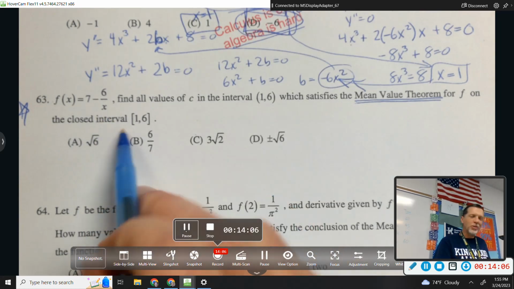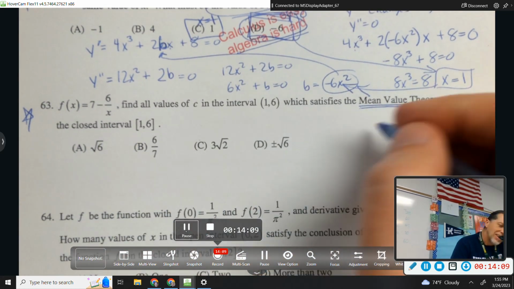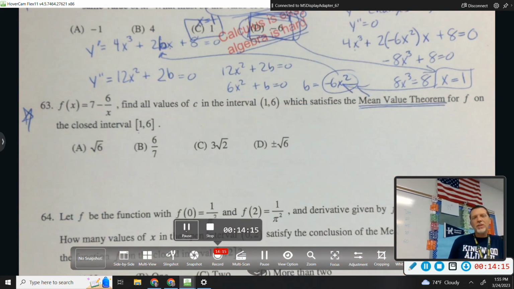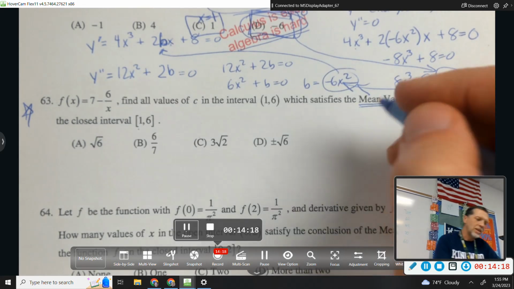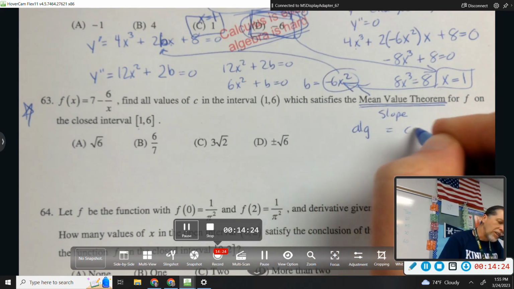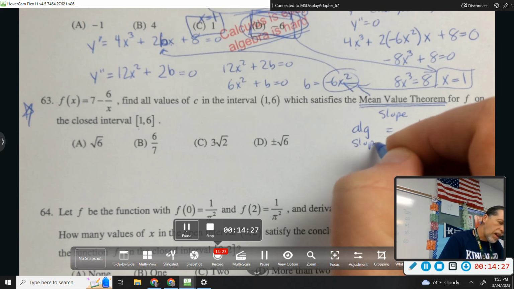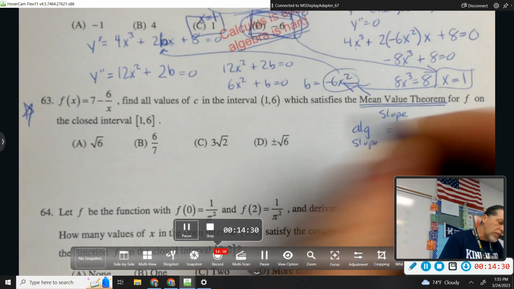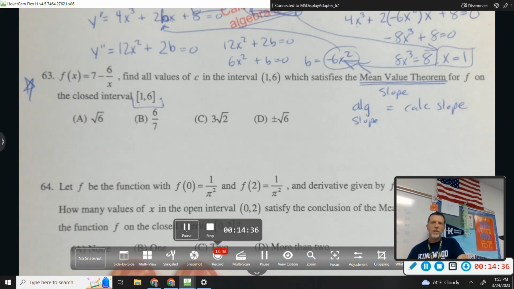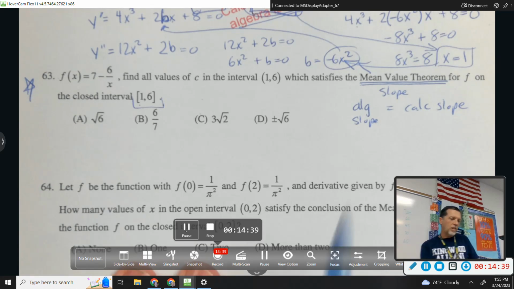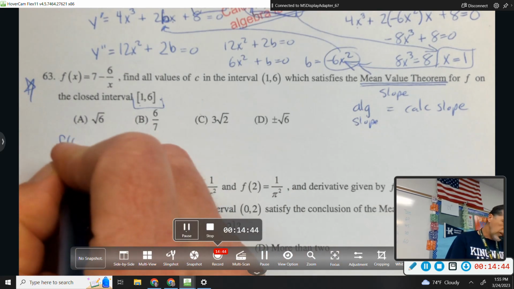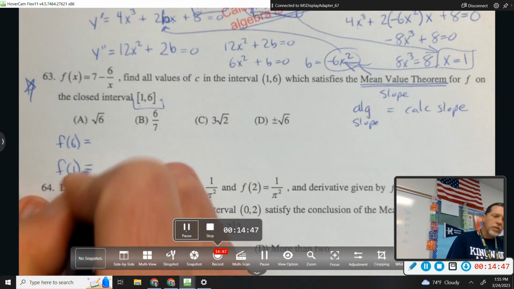What do I do with, how do I find, we find f of 1 and f of whatever other point. Yep, f of 1 and f of 6, but let's back up even before that. The mean value theorem is a slope thing, and it's that the algebra slope equals the calculus slope somewhere between 1 and 6. So find values of c between 1 and 6 that satisfy the mean value theorem. So I need to find the algebra slope and the calculus slope. So yeah, Luna, you were on your way to finding the algebra slope with f of 6 and f of 1.